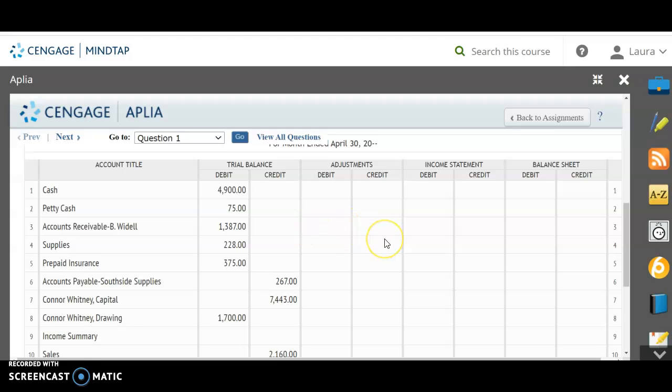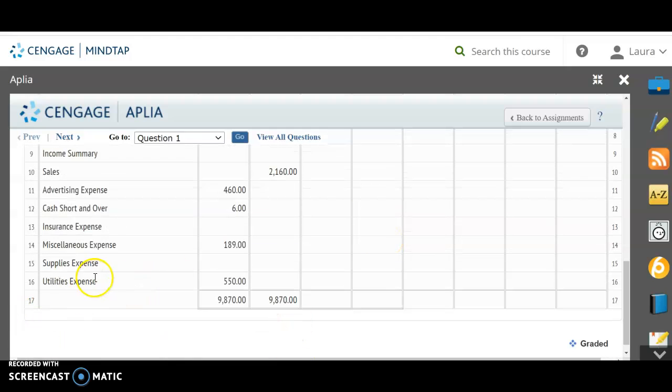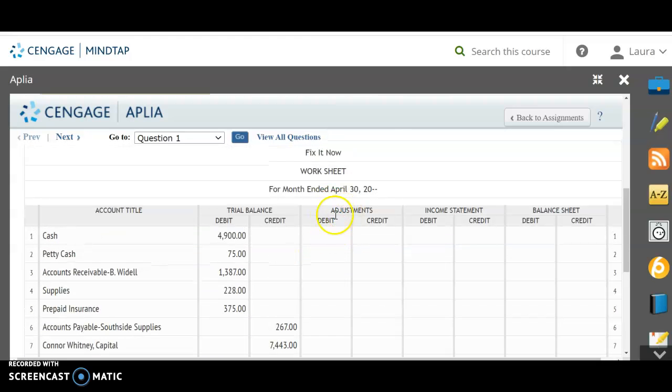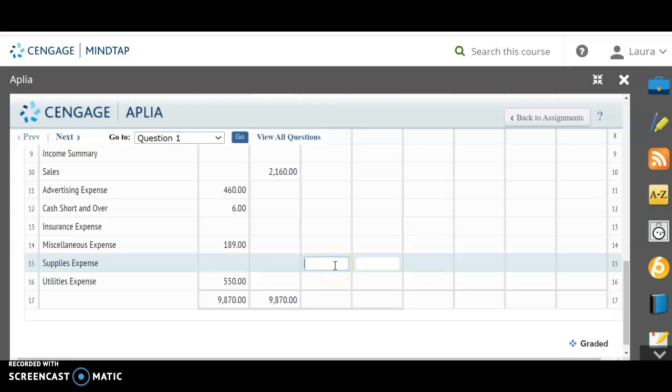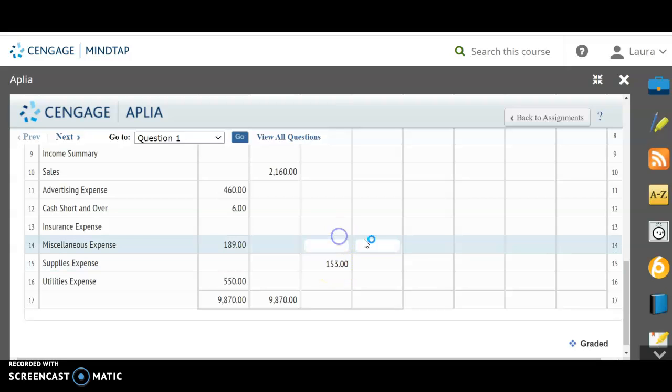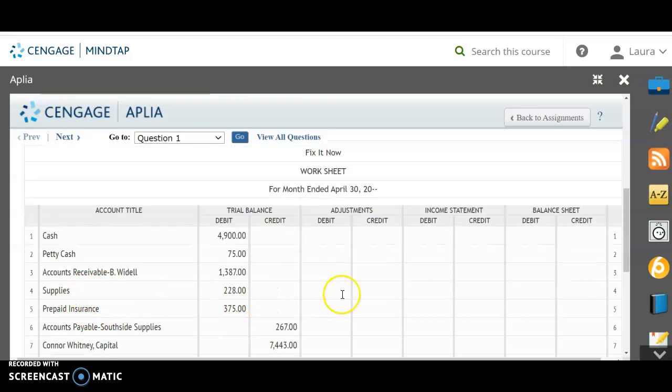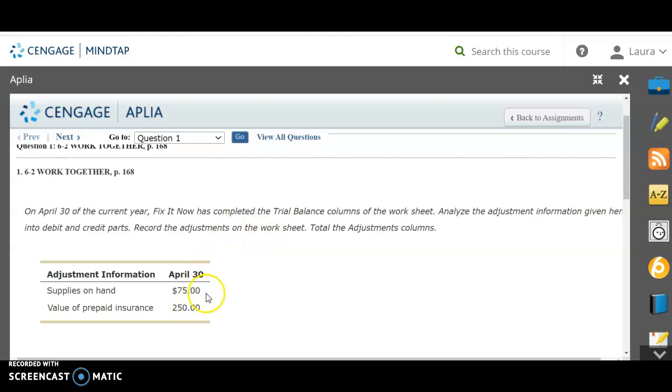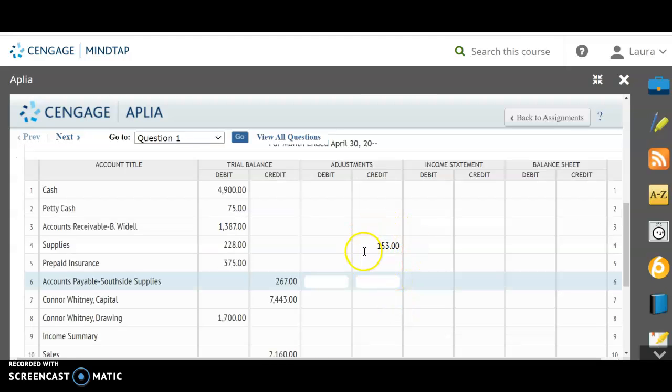We always do the debits first and then the credits, so to make this adjustment, we have to go down to supplies expense and record it in the debit column for the adjustment of $153. And we always have to have one debit and one credit. The debit was supplies expense because that amount of supplies that we used turns into an expense for that month. And then we have to credit the supplies to show that those supplies are no longer there. We started with $228. We only have $75 on hand, so we used $153. So we're crediting that amount.